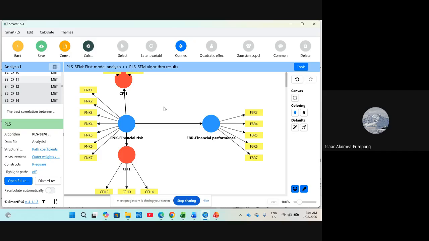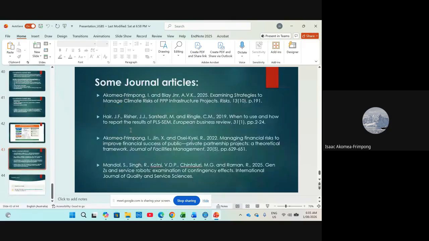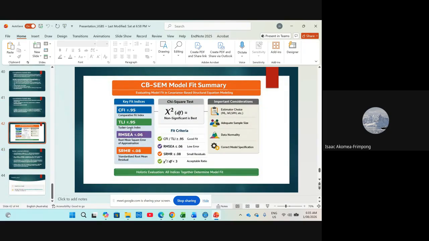Then the last thing I will say before we go is that we also have another one called the CB-SEM. So all that we have done, we have focused on PLS-SEM. We didn't look at the CB, which is also a different thing on its own. Actually, not different. Some of the things that we have seen so far, we'll see them there, but it's built based on different criteria, different issues, different things. So I would love to teach this in future.